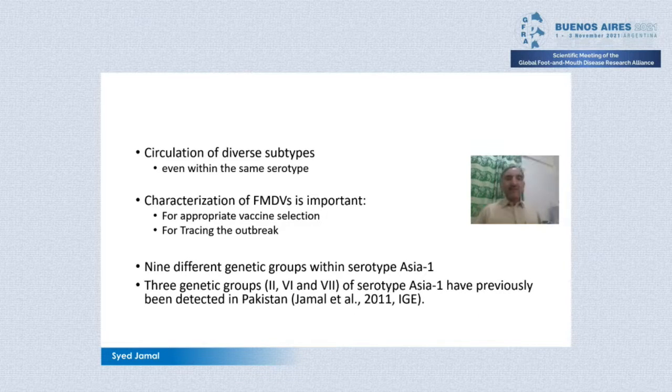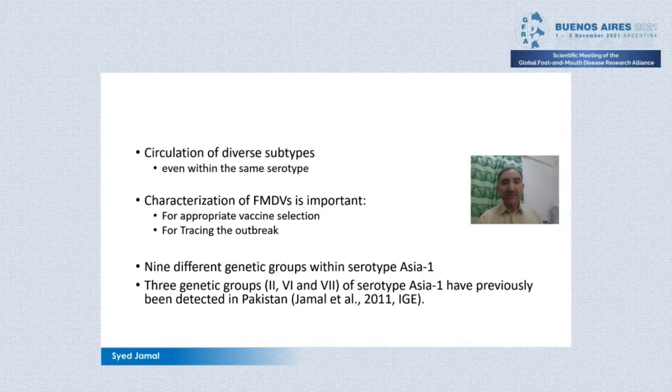There is circulation of diverse subtypes within the country and even within the same serotype. Circulation of foot and mouth disease viruses is important. Characterization of foot and mouth disease virus is important not only for the selection of appropriate vaccine but also for tracing the origin of outbreaks.